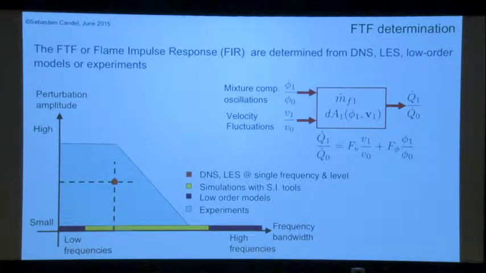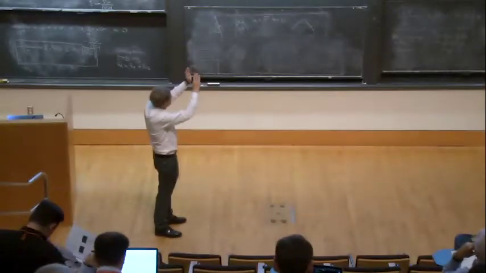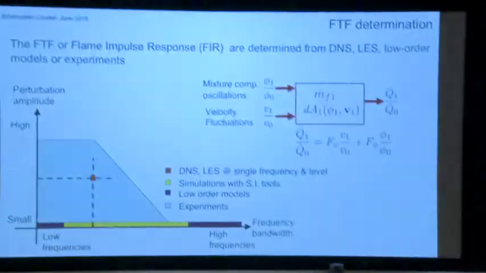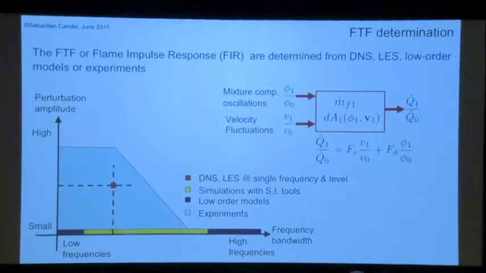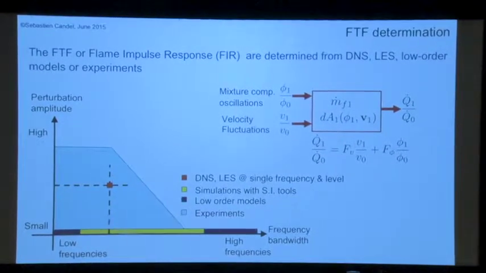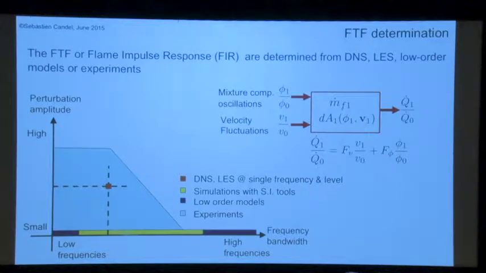And so you have actually two transfer functions. We emphasize the transfer function for velocity. In fact, F_V and F_phi are closely related because, if you remember the G equation, the two terms were appearing on the right-hand side, and there is a transformation which can bring you, if you know F_phi, you can get F_V.